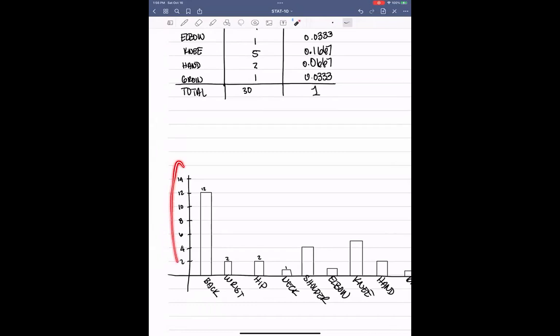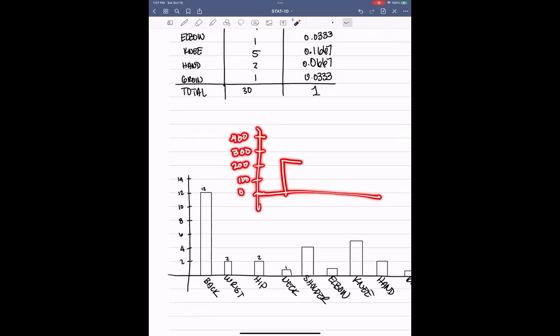This scale was pretty simple, very tight, but there are going to be times where you have, let's say, 0, 100, 200, 300, 400. Looking at those numbers and going up right here, it doesn't give you an exact value. So you could say 213 to be a little bit more exact.